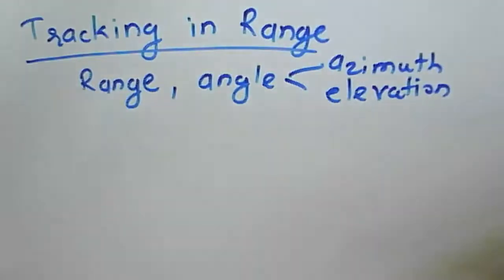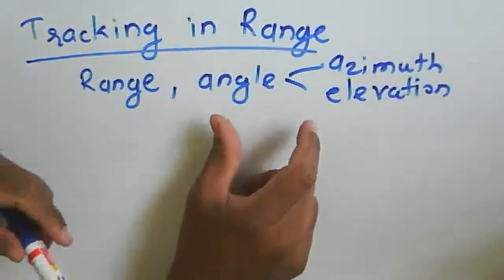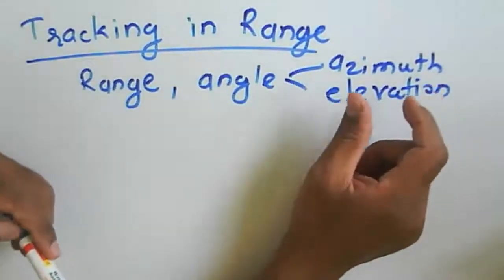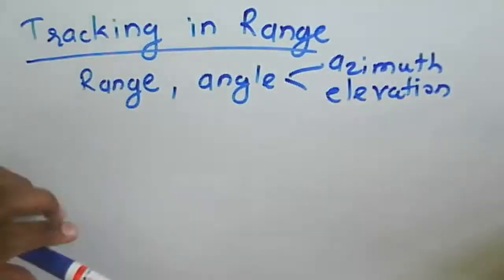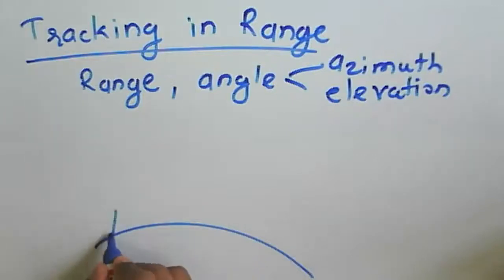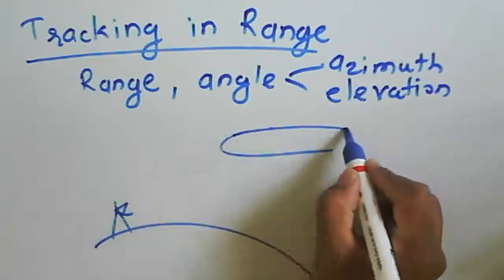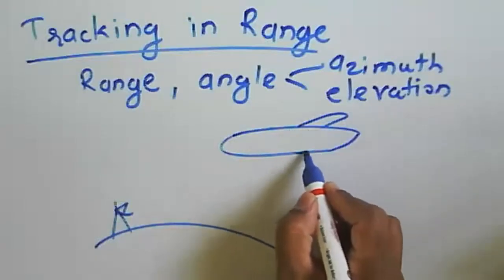So while tracking a target, what will be the range of the target? What will be the angle in terms of azimuth and elevation? Generally, if you consider the object, right now this one is nothing but a ground surface, and on the ground surface we have the antenna placed, and this one is your object.